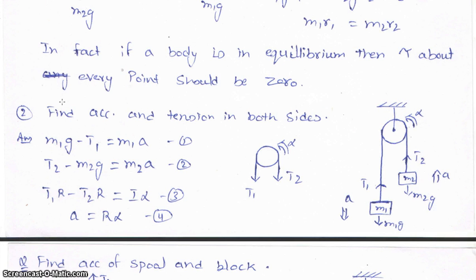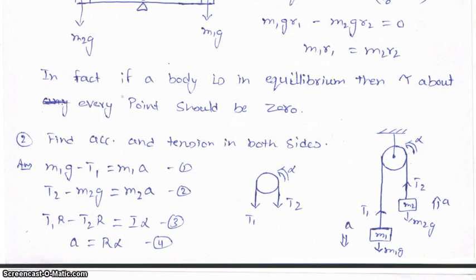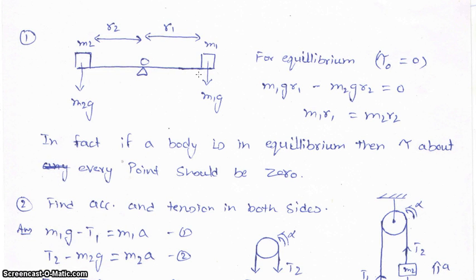This is an important example in which we will discuss equilibrium. There are two blocks and their distances from the axis of rotation, the point about which the whole system rotates, are R1 and R2 as shown in the figure. For equilibrium, torque about O should be 0, and in fact, if the body is in equilibrium, torque about any other point will be 0. So m1 g is the force and the perpendicular distance from O is R1, minus m2 g R2.